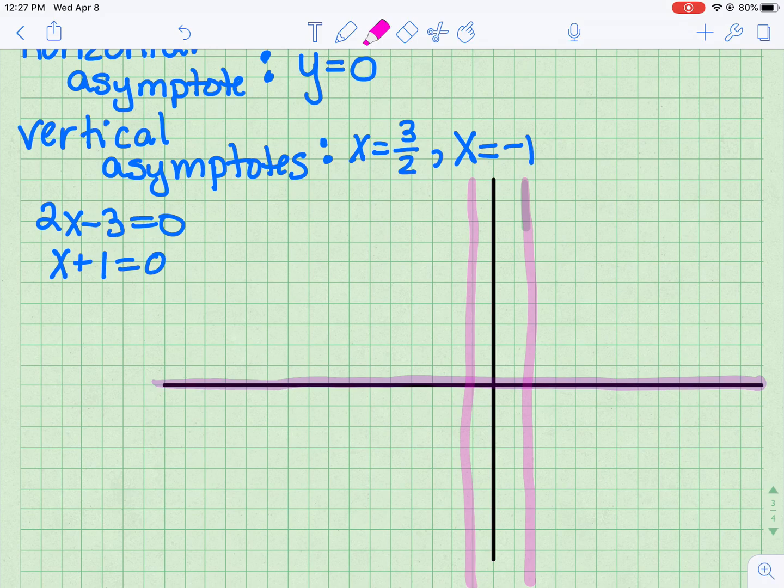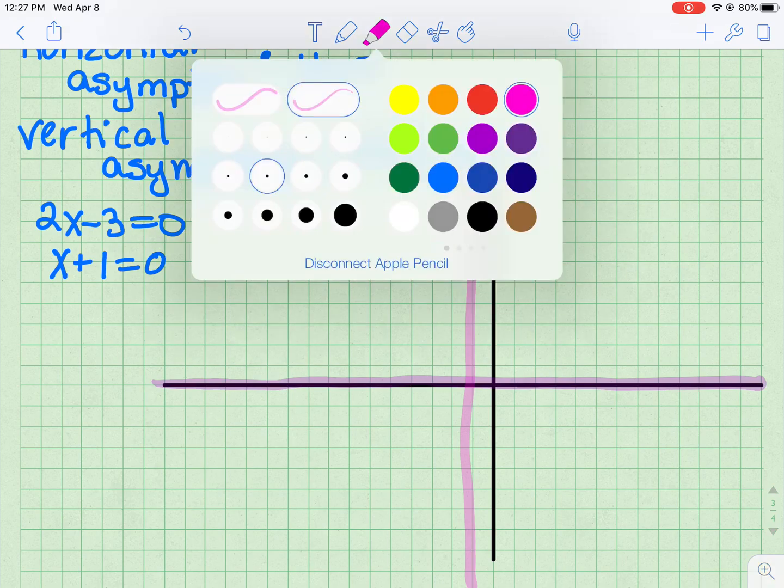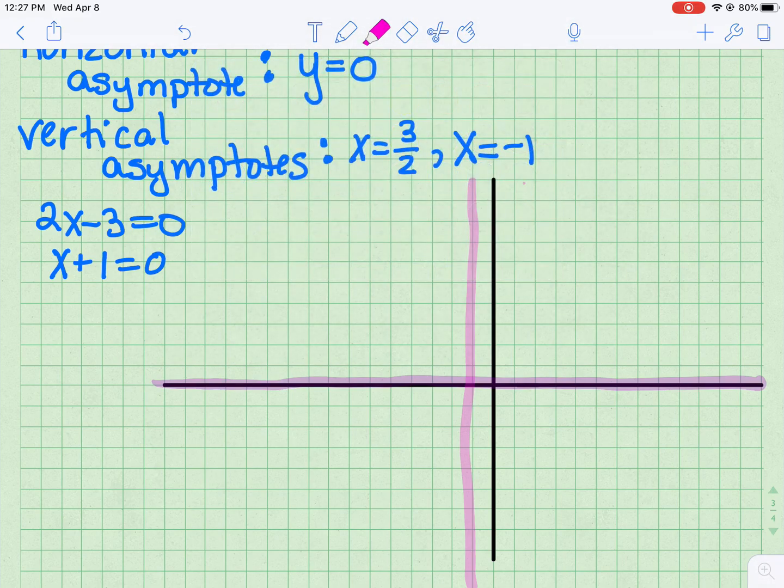What's the first one? The first pink one, is that at 2? No, that's at 3/2, which is 1.5. Oh, okay. Let me try to fix it so it looks better. Maybe if I make it a little narrower. 1.5. Okay, that's a little better. Oh, there we go.